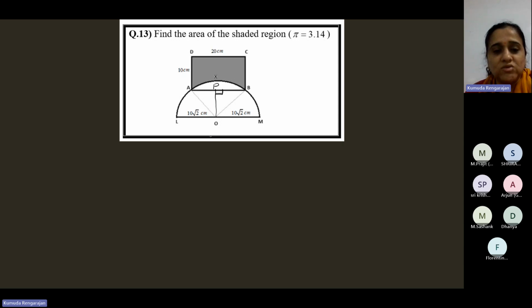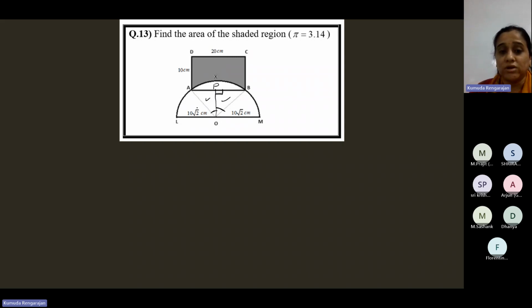Now you can prove that these two triangles are congruent to each other. This one and this one. They're congruent by RHS rule. Right angle, hypotenuse OA is equal to hypotenuse OB, radius, and OP is a common side. So RHS rule, the triangles are congruent. CPCT, this angle is equal to this angle. That result we need later.